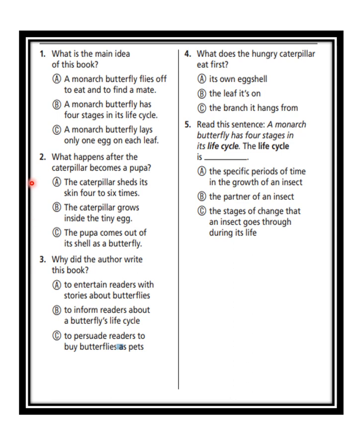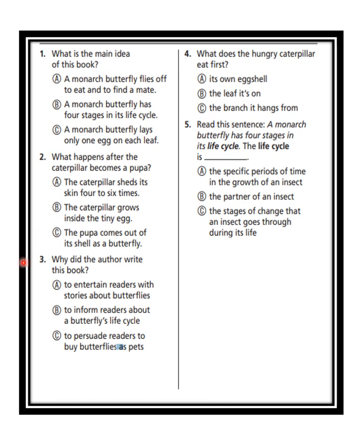A, the caterpillar sheds its skin 4 to 6 times. B, the caterpillar grows inside the tiny egg. Or C, the pupa comes out of the shell as a butterfly. If you said C, your answer is correct.